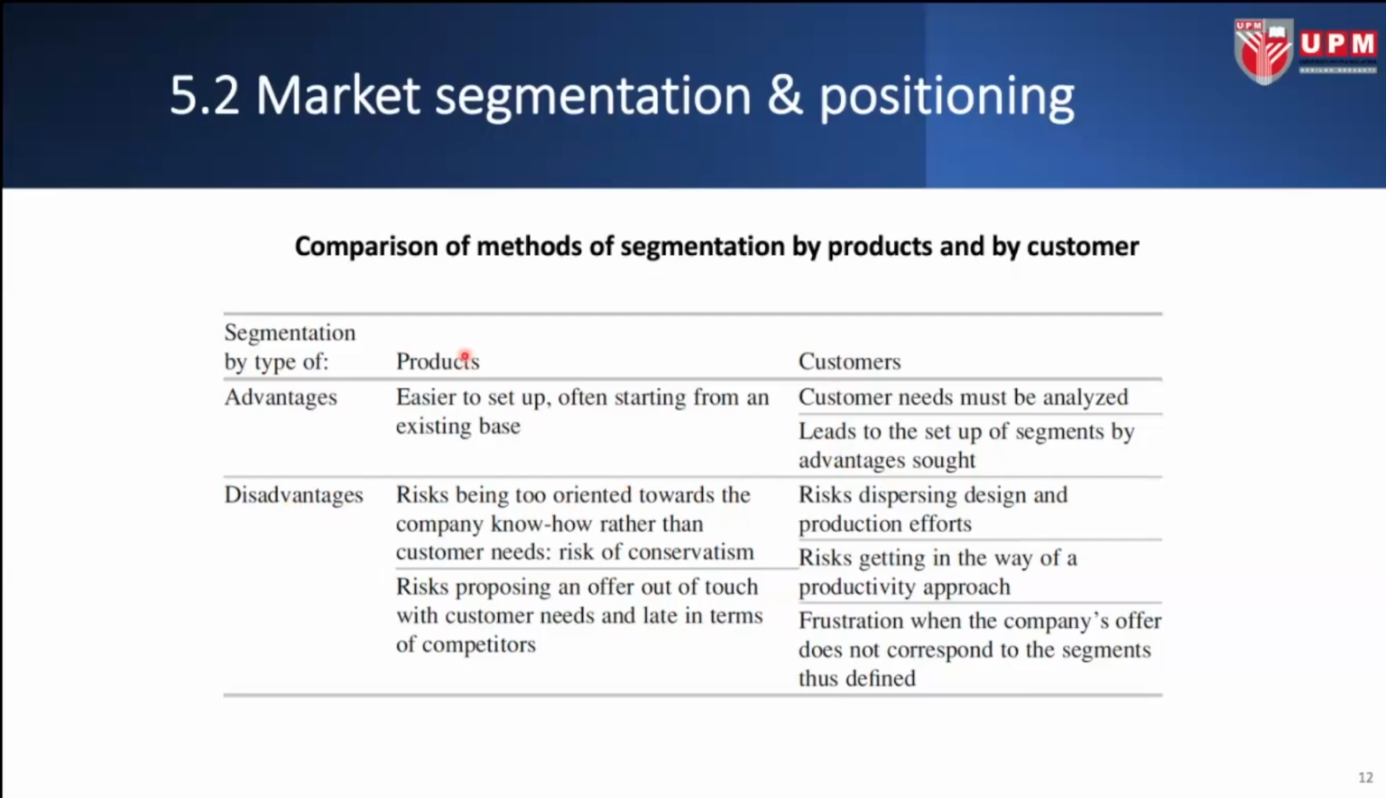Whereas the disadvantages of by-product segmentation is basically the risk of being too oriented towards the company know-how rather than the customer needs. Risk of conservatism, right? Risk of proposing an offer out of touch with customer needs and late in terms of competitors, because you are focusing on the company needs rather than the customer needs if you use by-product type of segmentation. Whereas for customer, disadvantages are such as risk of dispersing design and production effort, risk of getting in the way of the productivity approach, and frustration when the company's offer does not correspond to the segments thus defined.